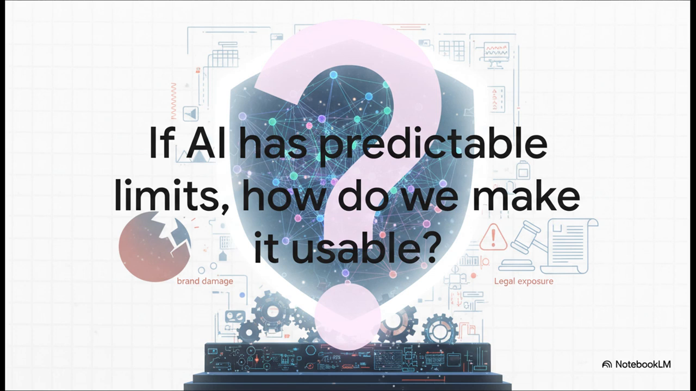So that brings us to the big question, the one anyone trying to use AI for real-world work has to ask. If AI has these predictable, built-in limits, how on earth do we make it safe and usable in practice? Because, let's be honest, if you don't have a good answer for this, you're looking at some serious risks. And that's why you almost never see a raw AI model just released out into the wild. It always needs a support system.